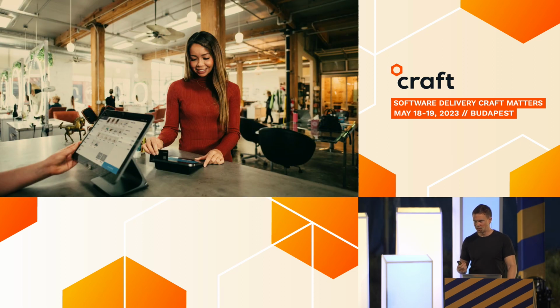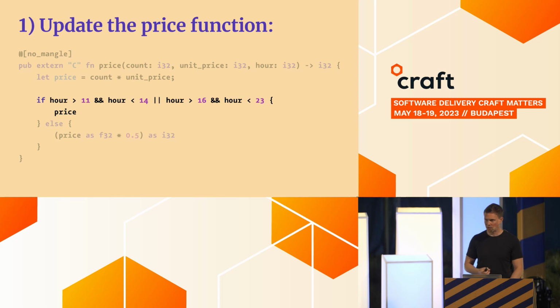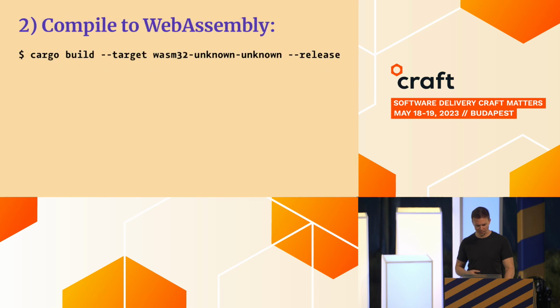So let's say that in addition to this off-peak pricing between 11 p.m. and 11 a.m., we'll also do happy hour pricing between 2 p.m. and 5 p.m. So the price function needs to be updated again to return the peak price between an even more restricted set of hours, but otherwise we'll discount the price by half.